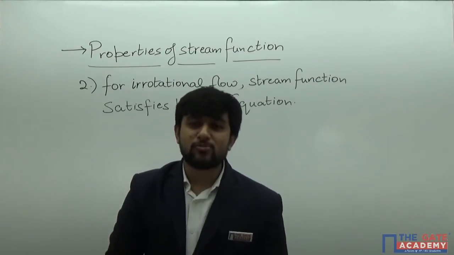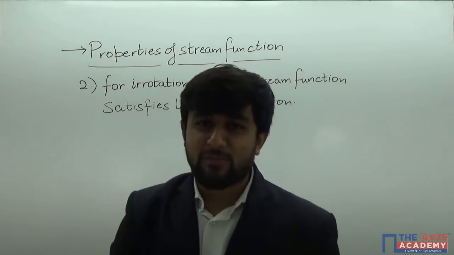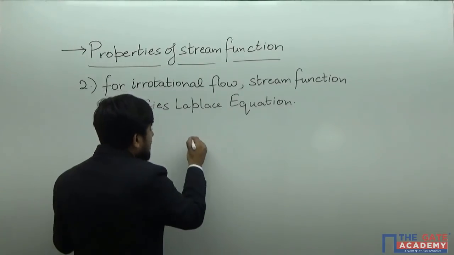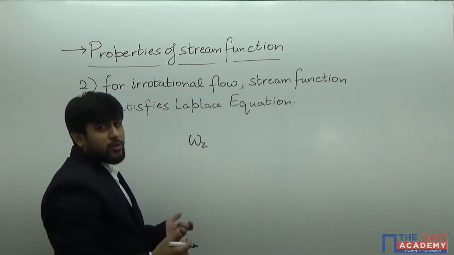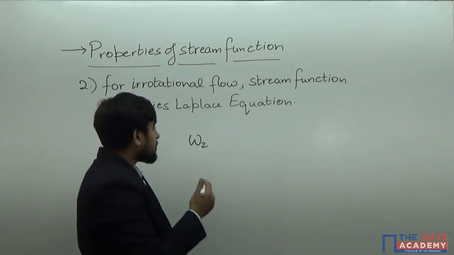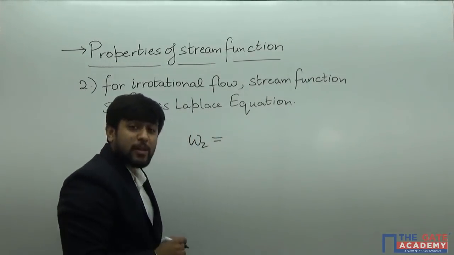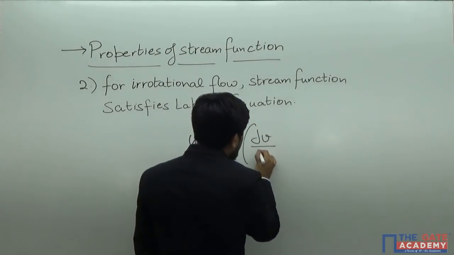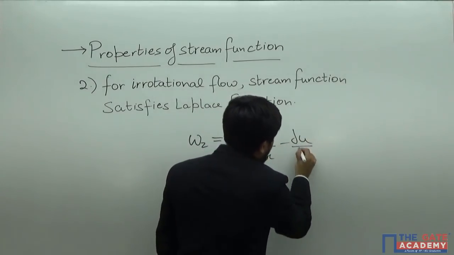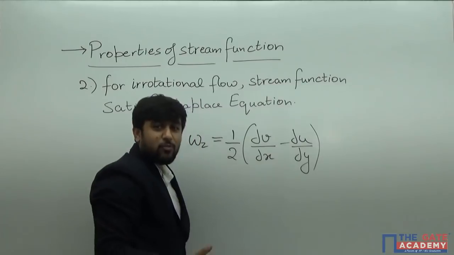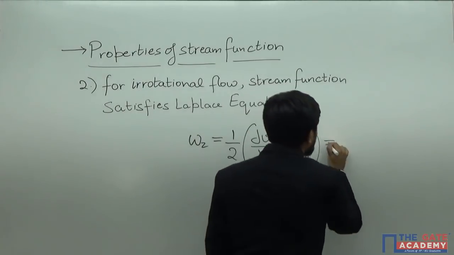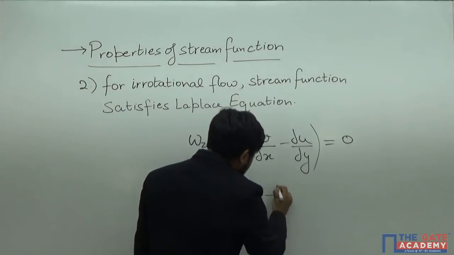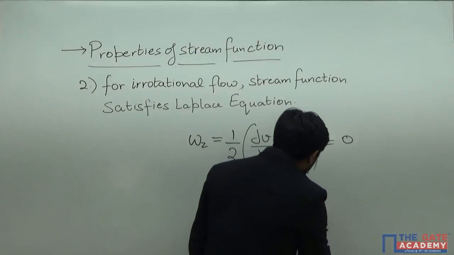The second property of stream function is specific to irrotational flows, that is, potential flows. And if you remember, irrotational flow means that the angular velocity or the vorticity is going to be equal to 0. And if you remember the mathematical expression of angular velocity, then for two-dimensional flow, the angular velocity is simply this. Am I right? Now if the flow is irrotational, the angular velocity is going to be equal to 0, and this means that del v by del x minus del u by del y is going to be equal to 0.